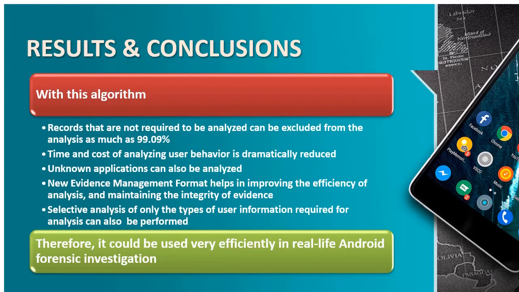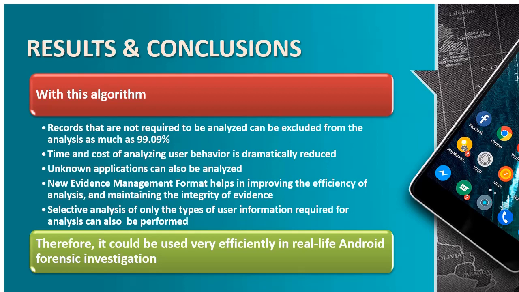Now moving towards the results. With the previously described algorithm, unknown applications can also be analyzed. This is the main result. This is what the team has achieved. The next thing is that the new evidence format helps in improving the efficiency of analysis and maintaining the integrity of evidence through the Merkle tree and hashing algorithm.